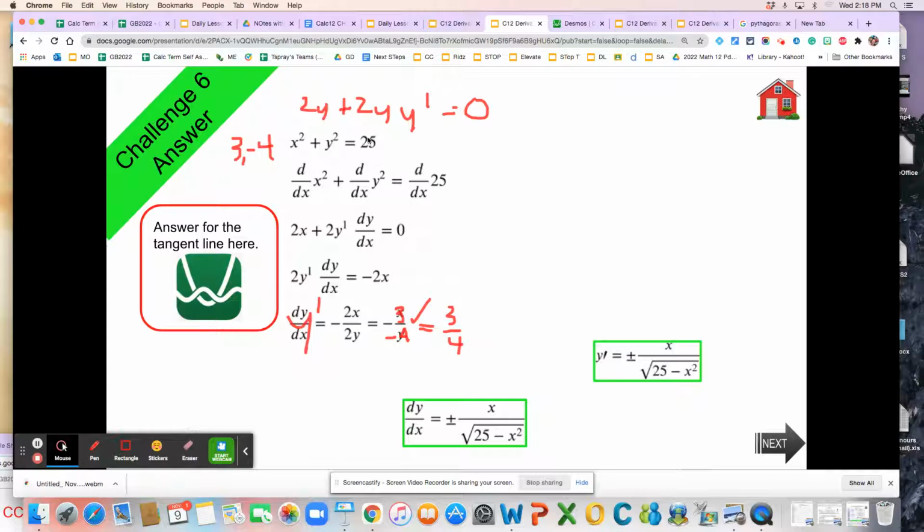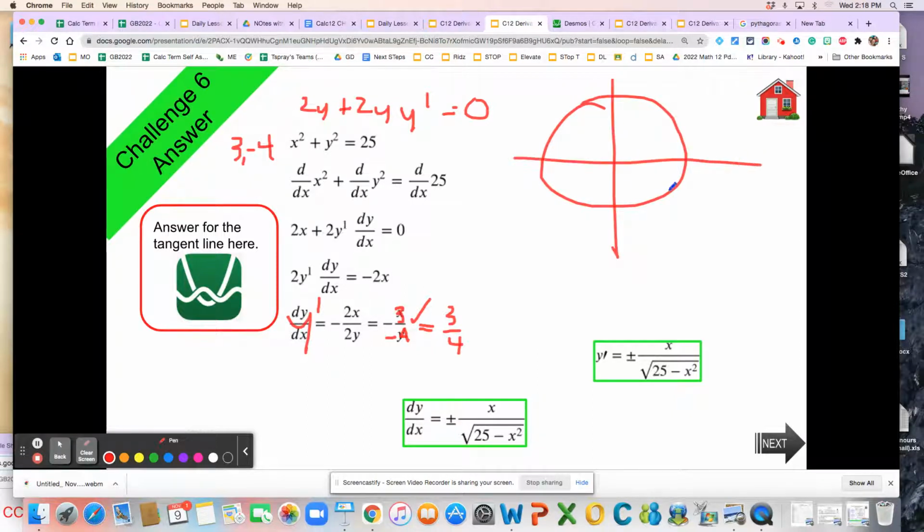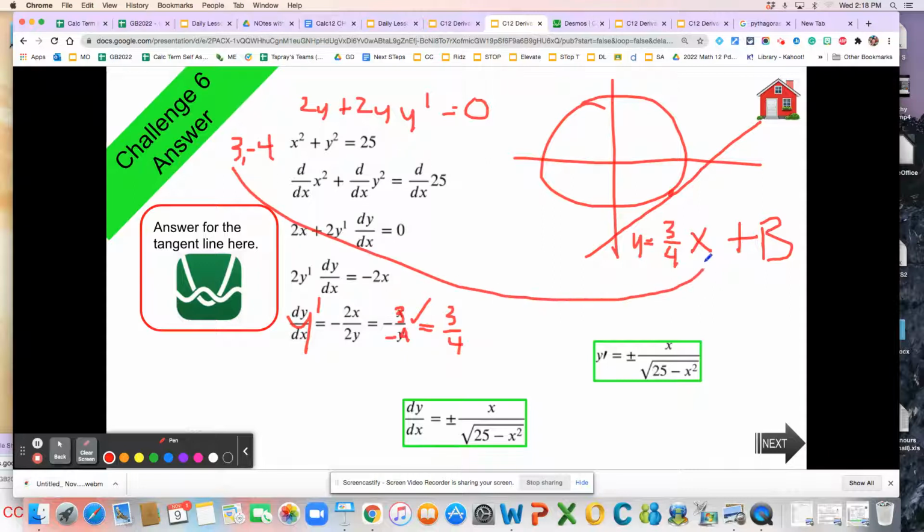But we know the equation of that line, and by the way, what you'd probably want to do is draw that circle and plot that point. We're looking for the equation of the line. We already know that y equals 3/4 x plus b. What we don't know is the y-intercept. So what we're going to do is take the 3 and put it in for x.